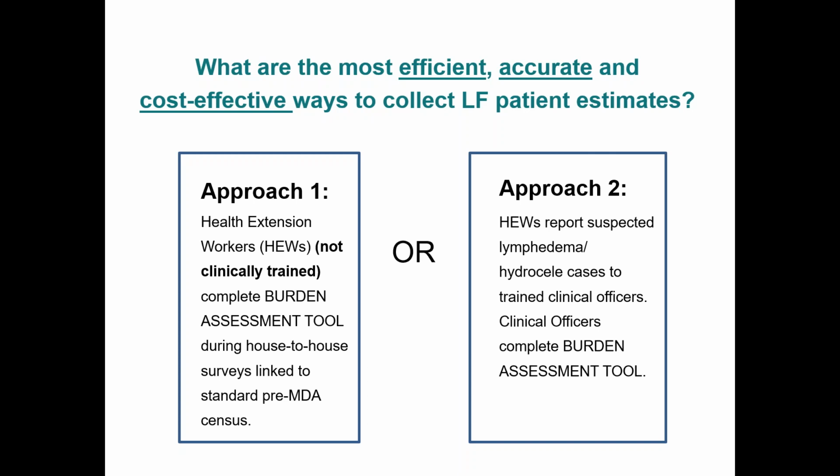In approach one, this approach is integrated with MDA activities. So the health extension workers, who were not trained clinically, completed the burden assessment tool during house-to-house surveys linked to a standard pre-MDA census. While the second approach was a standalone activity. In this approach, health extension workers reported suspected lymphedema or hydrocele cases to trained clinical officers, and the clinical officers completed the detailed burden assessment survey.